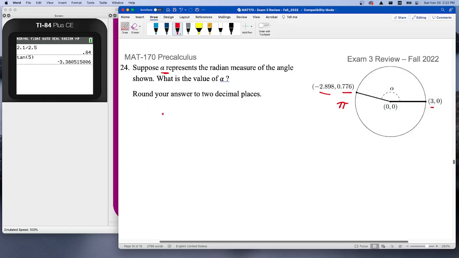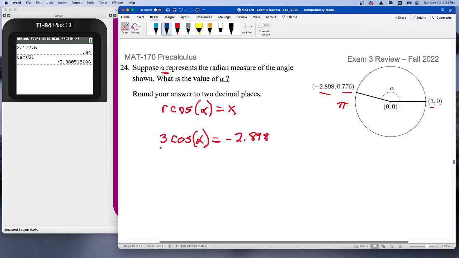So that was a long way of saying, how do we do this? Well, our cosine of, in this case, alpha is equal to the x coordinate, right? That's what we're looking at. So what is r? R is 3. We don't know what alpha equals, that's what we're going to be finding out, equals negative 2.898.